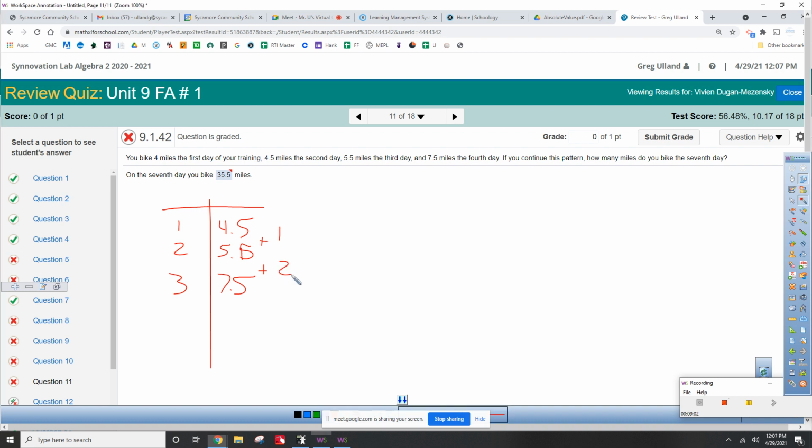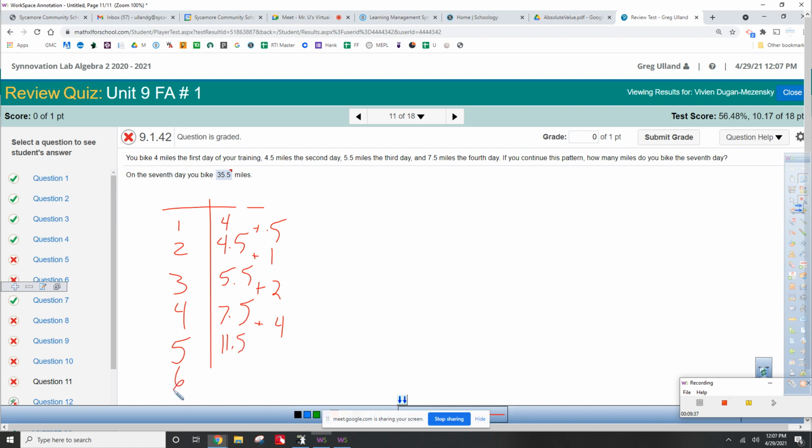So now we're going to, let's see, are we going to add 3 or are we going to add... First day, 4, so we're doubling it every time. First one is 4, 4.5, 5.5, 7.5. Plus 0.5, plus 1, plus 2. So now we're going to add 4. 11.5. Then we're going to add 8. 19.5.